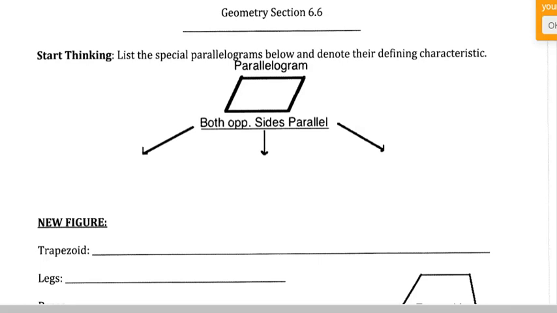All right, moving on to 6.6. We are kind of moving away from the type of figures that we've been talking about. So far, we've been talking about four-sided figures called parallelograms, and we looked at rhombuses, rectangles, and squares.